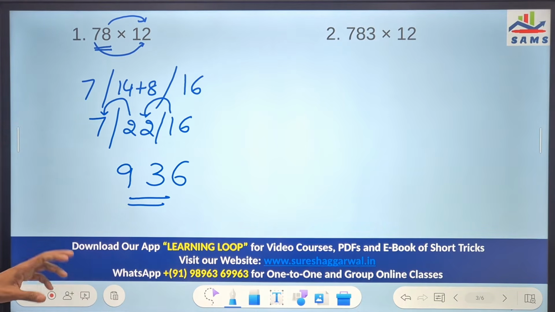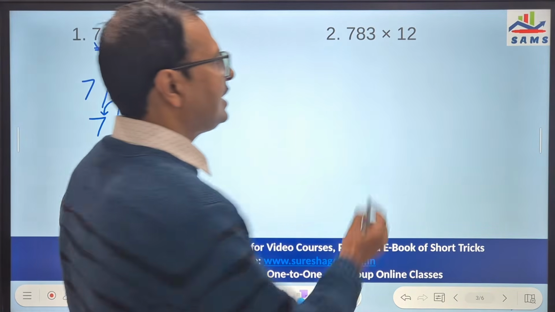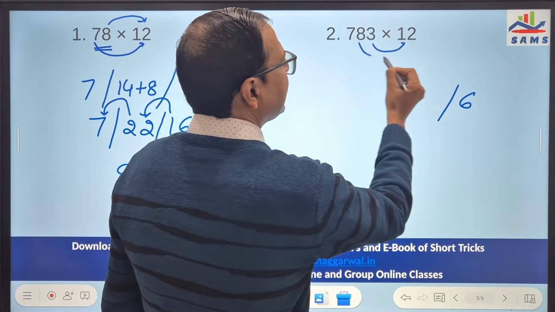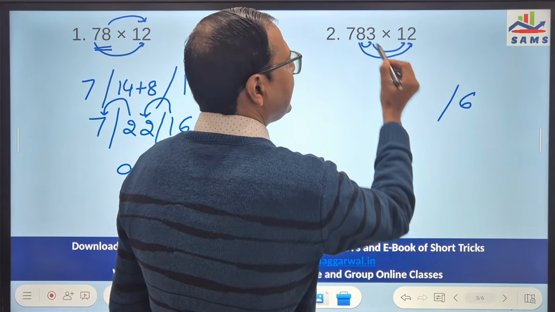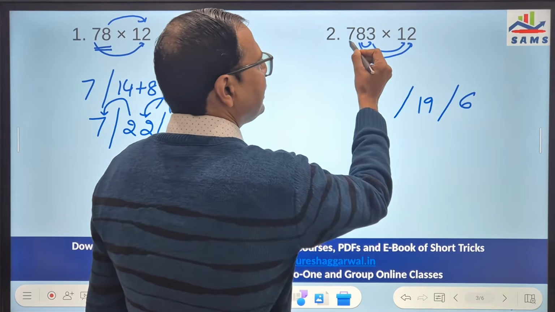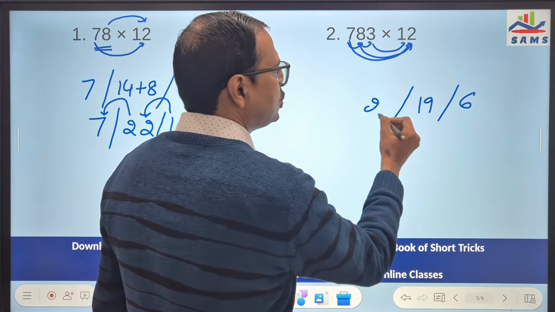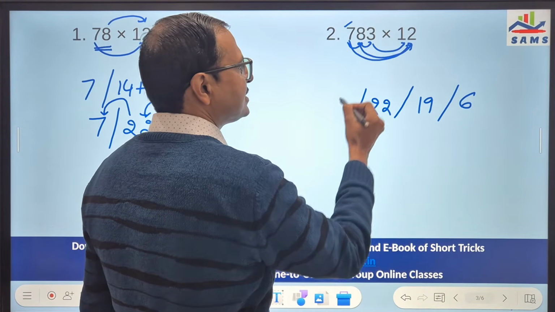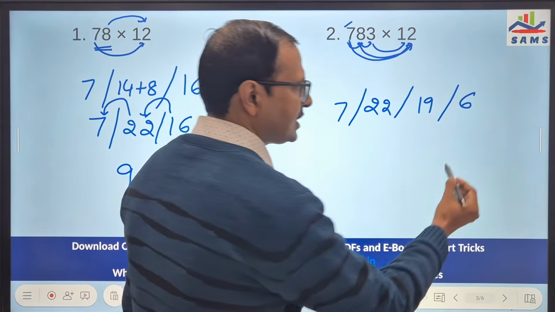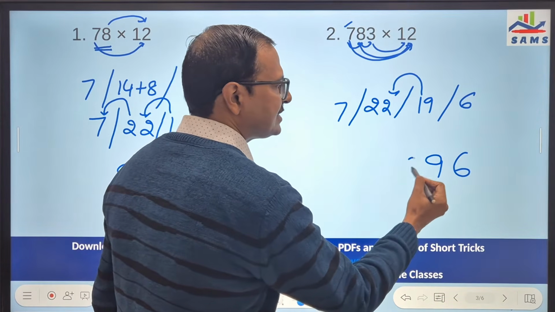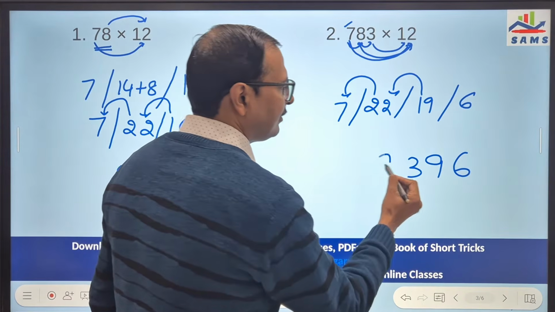936 is the product. Likewise 783, 3 times 2 is 6, 8 times 2 is 16, plus 3 is 19, 7 times 2 is 14, 14 plus 8 is 22, and then we have the first digit 7 as it is. So 6, 19 means 9, 1 carry, 23 means 3, 2 carry, and then we have the 9.